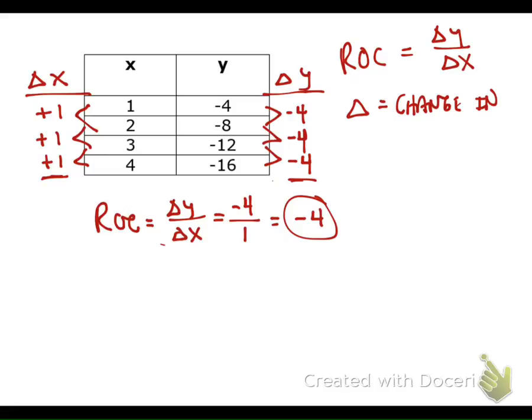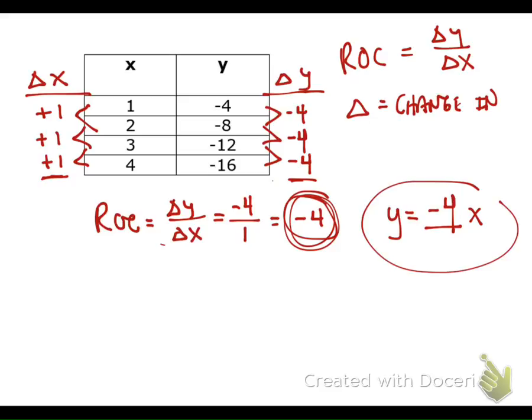Why that's important is that if I was going to put this into an equation, y equals, I need my coefficient times x. The rate of change is that coefficient. The rate of change is the number you multiply by. So this tells me, oh, here's my equation, or at least my starting point. I may need to figure out if I add or subtract something later.